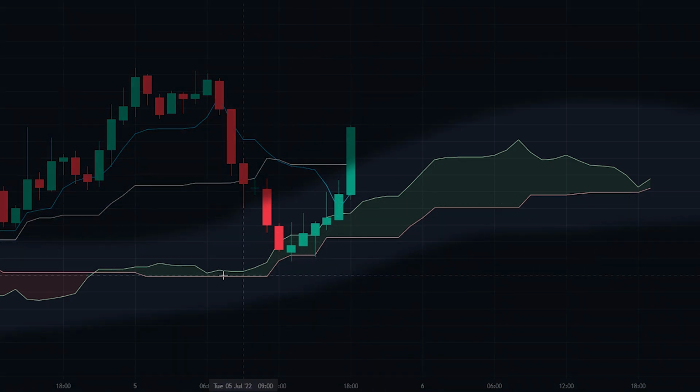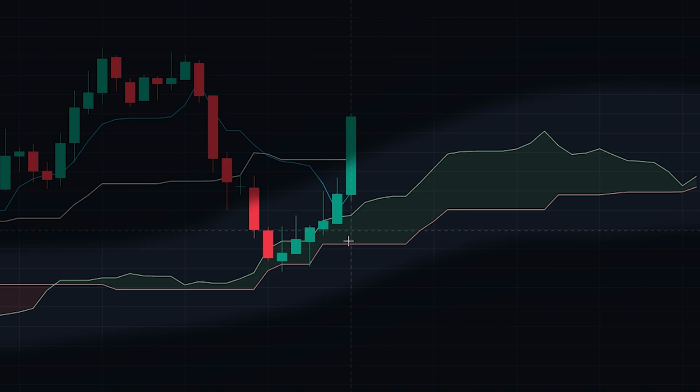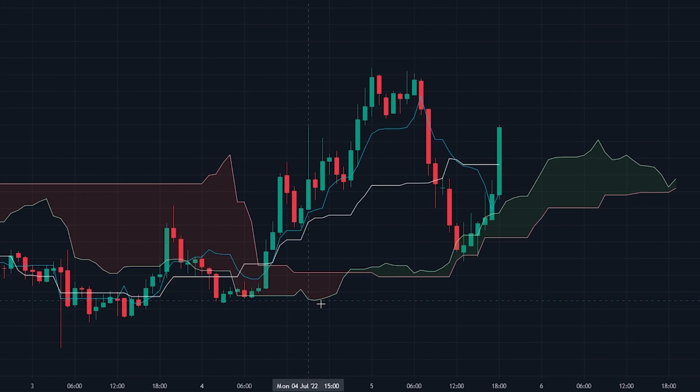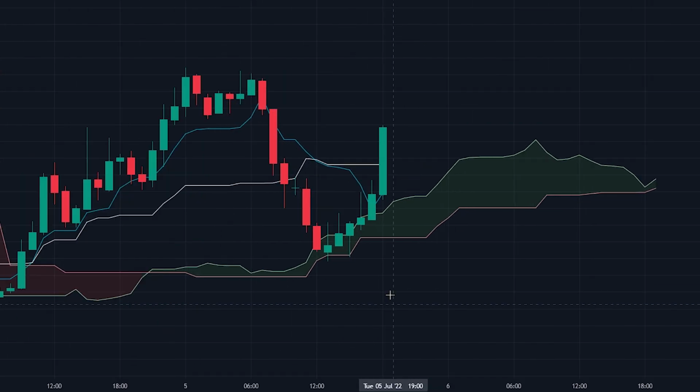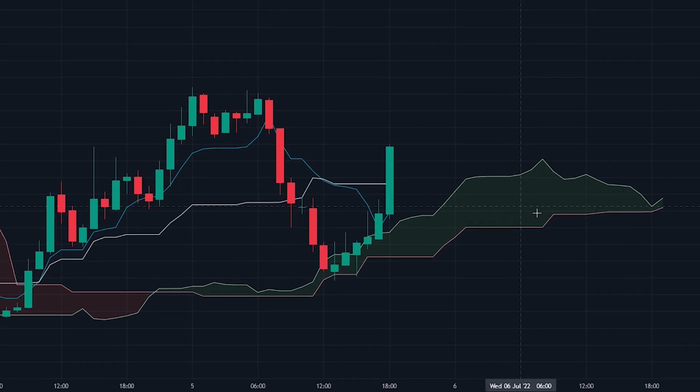Firstly, we can see that it's green because the leading span A is plotted above the leading span B line. If we take a closer look at the Ichimoku Cloud, we also see that the price is no longer trading inside it. As you can see here, this was the case, indicating that the market was consolidating and that there was no strong trend, showing us that a bullish breakout has also occurred. Finally, we also see that the Ichimoku Cloud is thick, showing us that this bullish trend is strong.